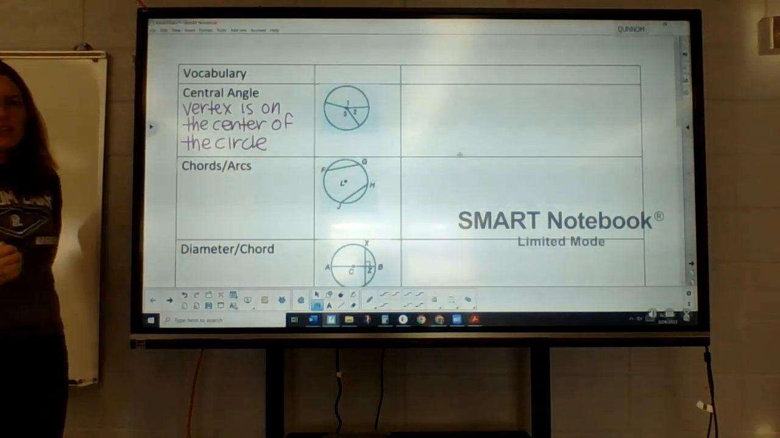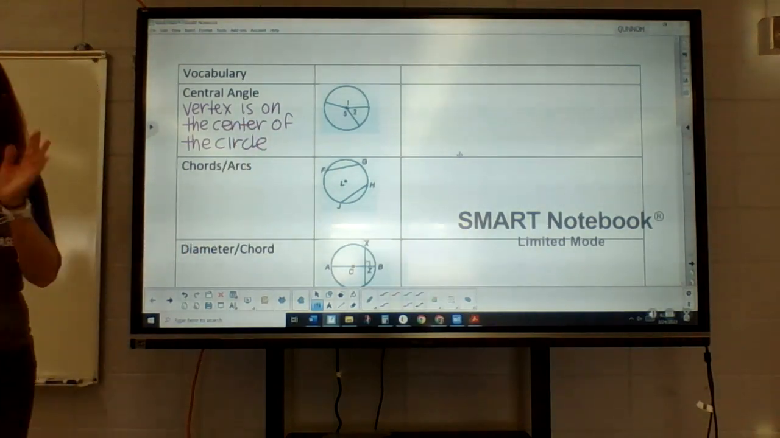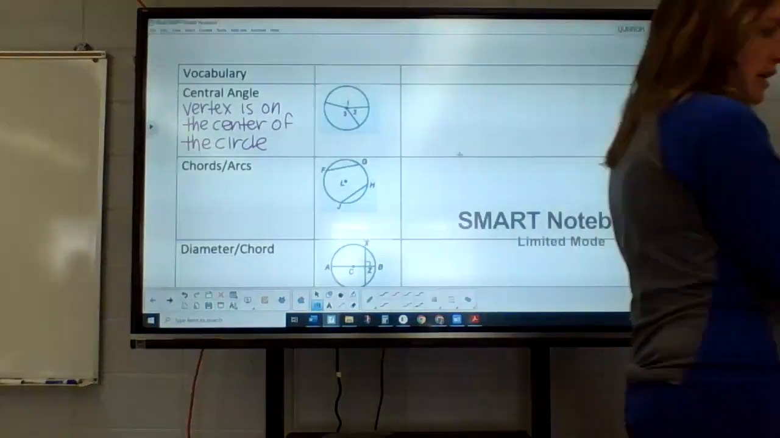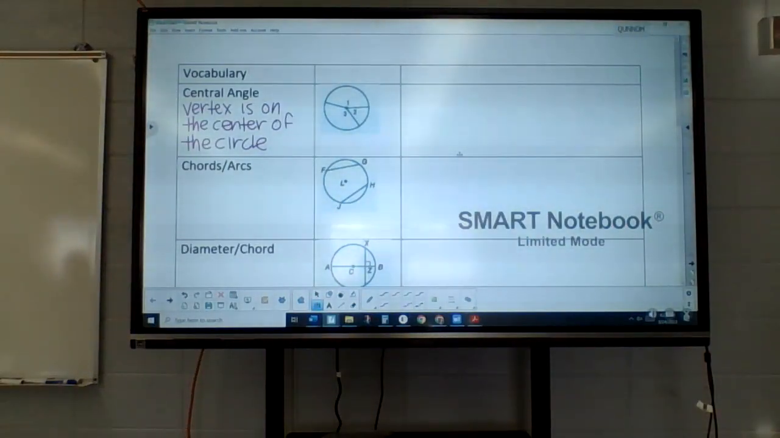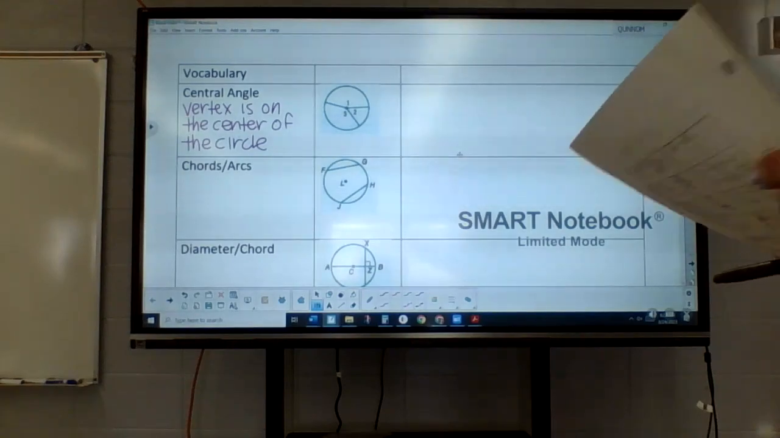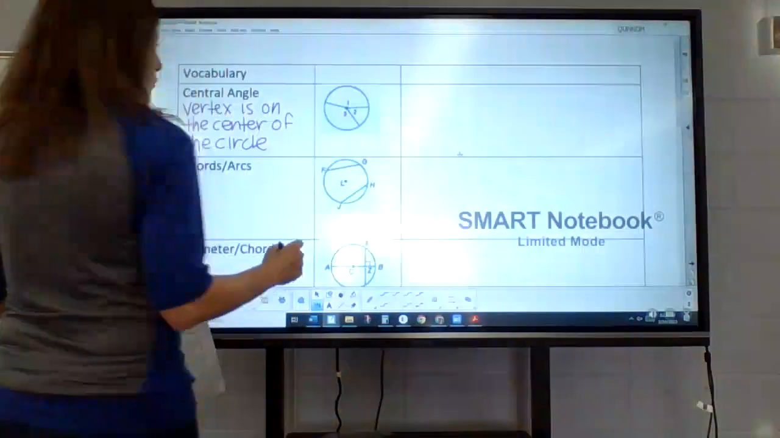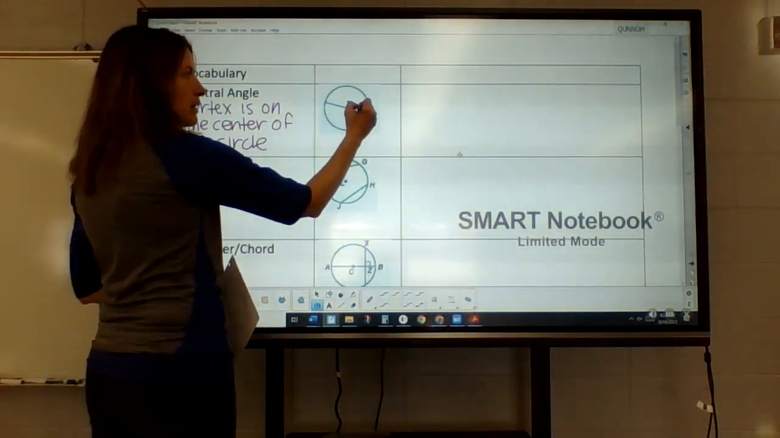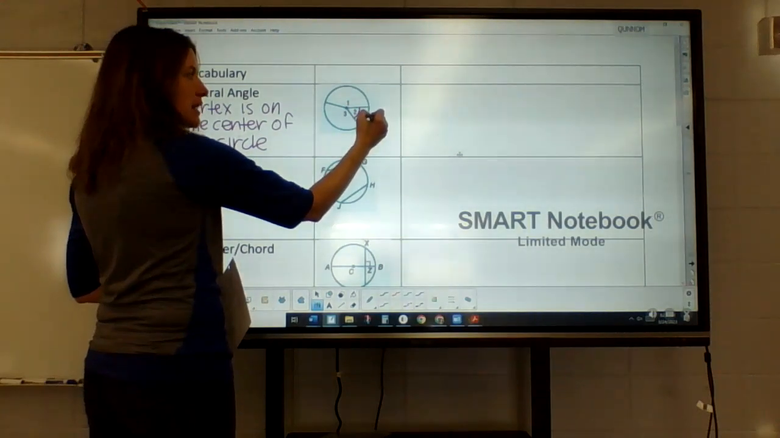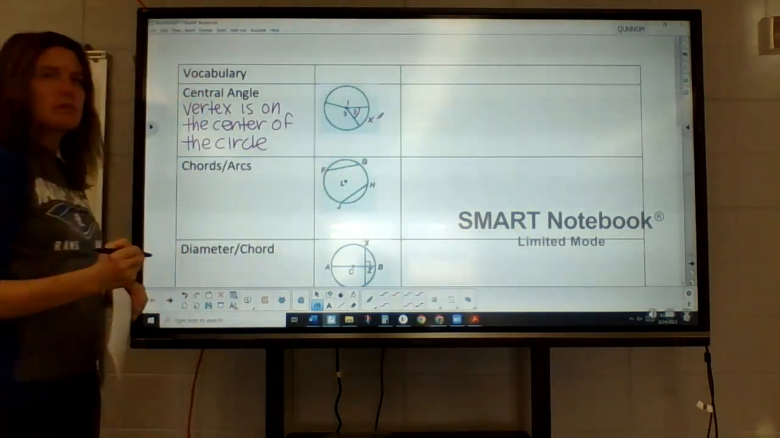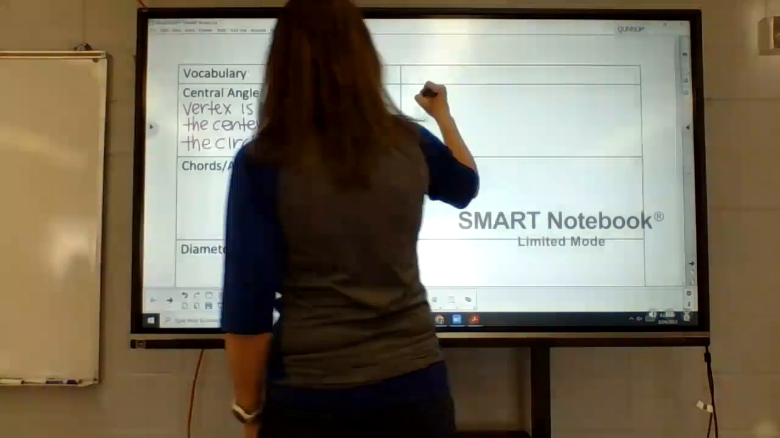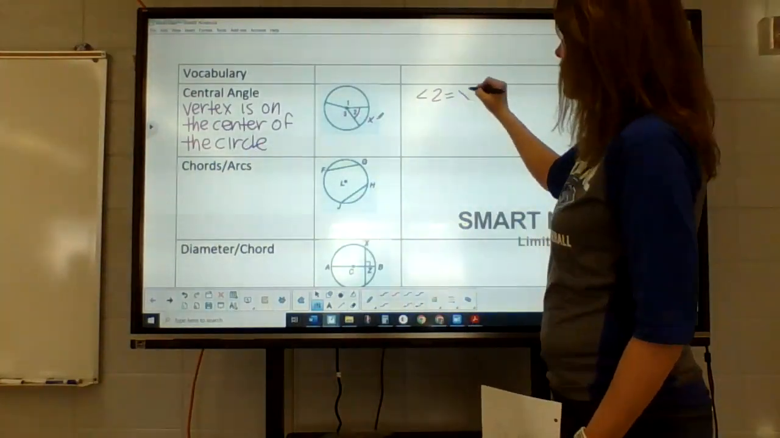Now, just to make sure we understand, the vertex of an angle is the point of the angle, like the sharp part, where the two lines come together. So if we're looking at angle 2 here, it's going to be the same as this x value. So the measure of angle 2 is going to equal the value of x.